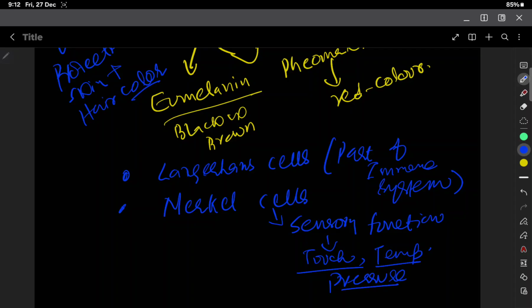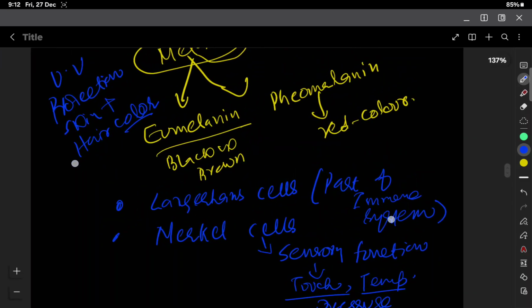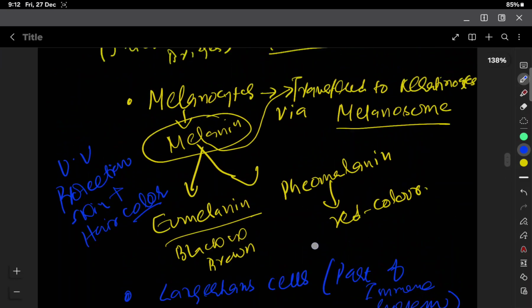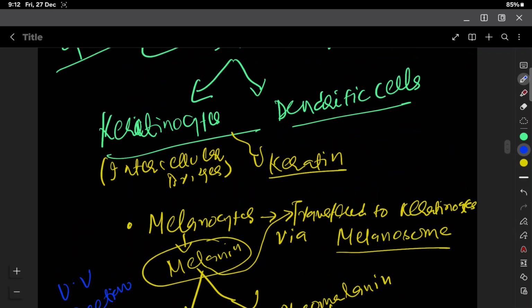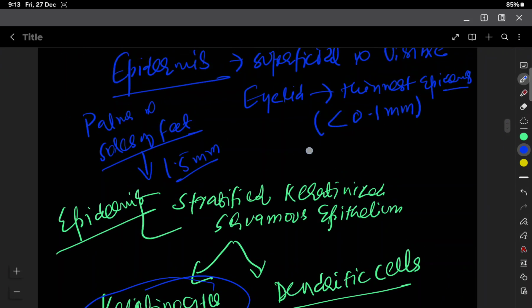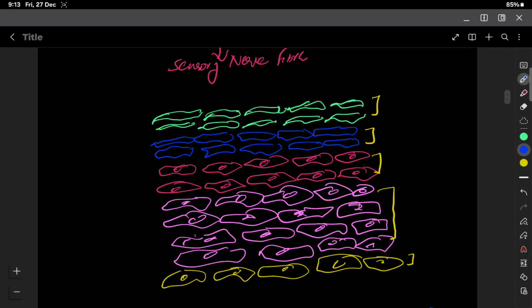As of now, the major cells present in the epidermis, we are talking here about the epidermis, are keratinocytes. These are the major cells present in the epidermis. And as per the shape of the keratinocytes, the epidermis has different layers. I have made the different layers of the epidermis here.